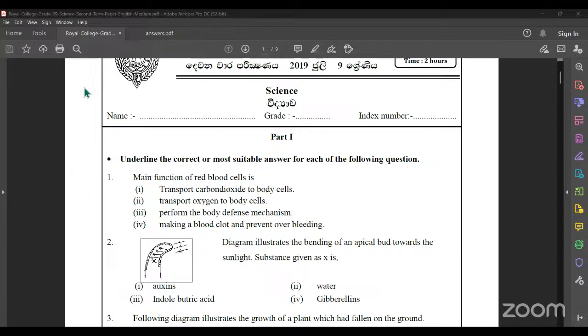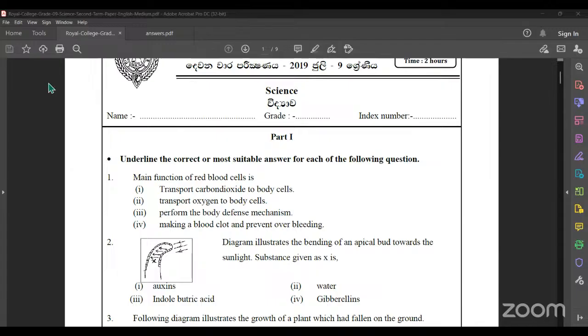Then this hemoglobin in red blood cells circulates throughout our body and delivers oxygen to our tissues and organs for cellular respiration. This cellular respiration is very essential for energy production. So the main function of red blood cells is delivering oxygen to our whole body cells. The correct answer is 2, transport oxygen to body cells. Because of this hemoglobin only, oxygen is transported through our body.